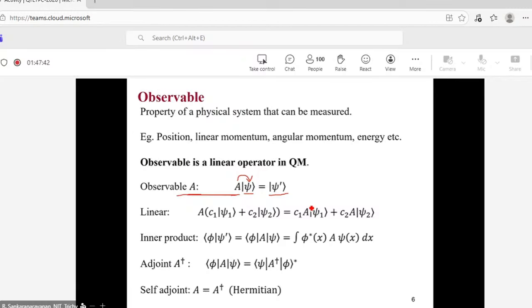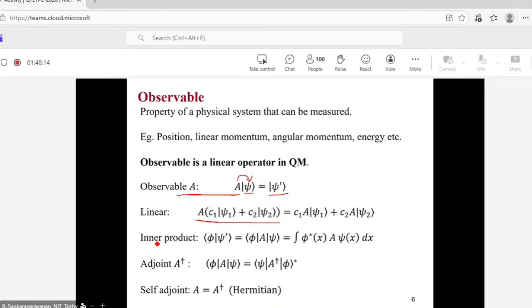Okay, so this is the idea of observable in the language of quantum mechanics, and this observable is such that it obeys the linearity property. What do you mean by that? As we mentioned earlier, if you have an operator A which operates on C1 psi 1 plus C2 psi 2, then the resultant one is C1 A psi 1 plus C2 A psi 2. So this is the linearity property. So this operator should be a linear operator.